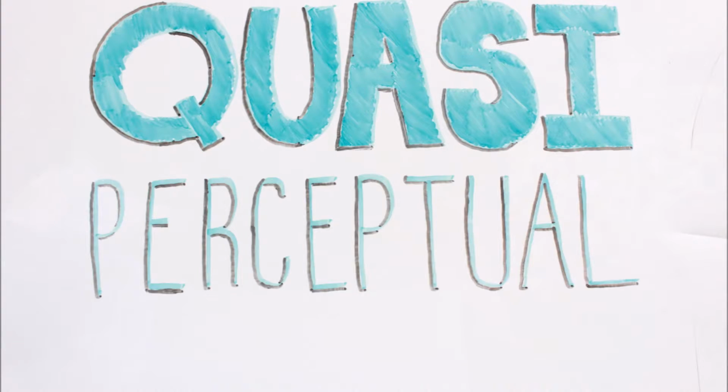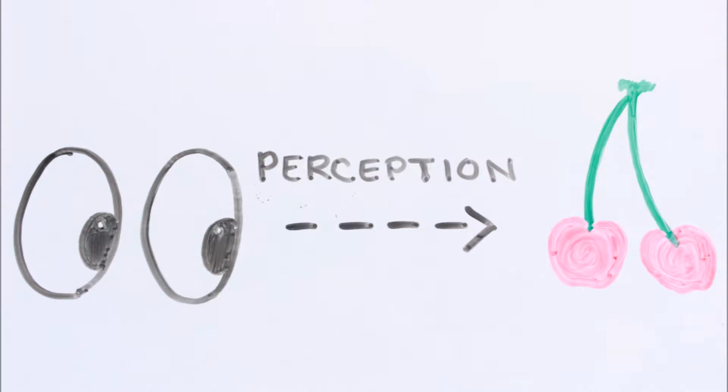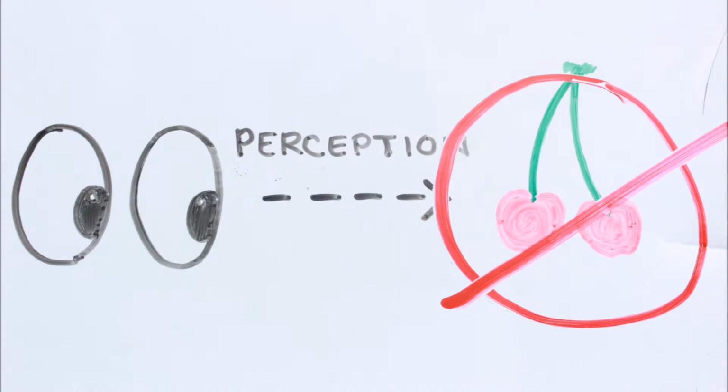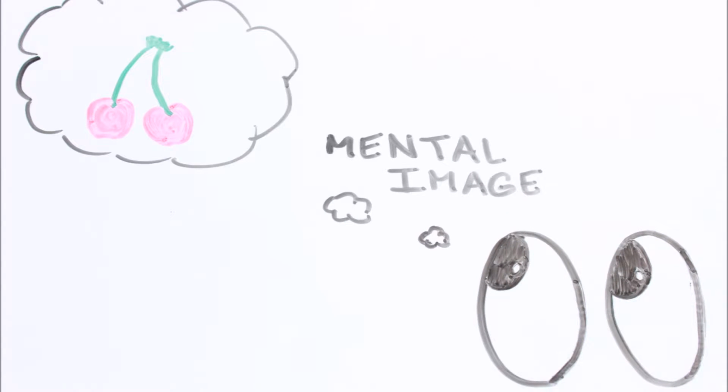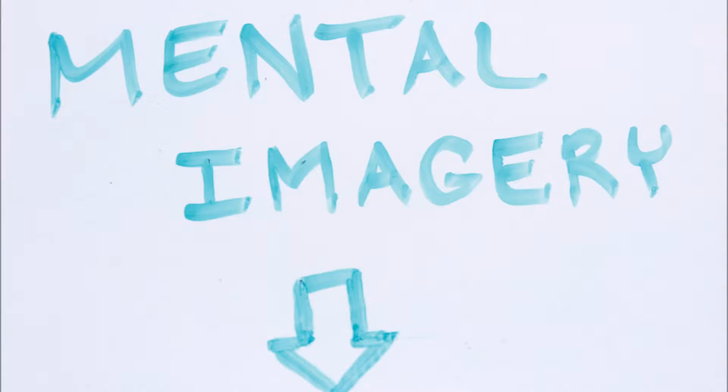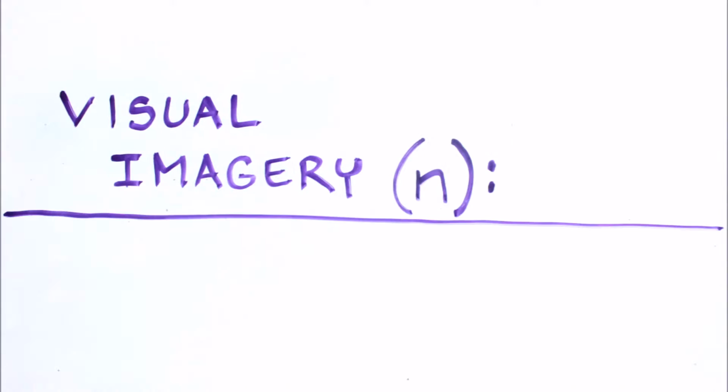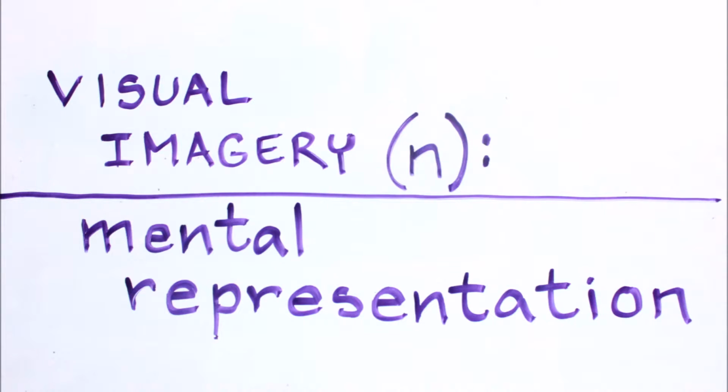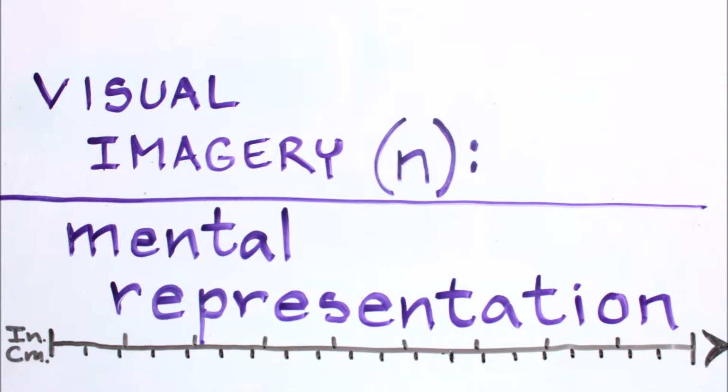Let's break it down. A mental image is a quasi-perceptual experience. This means it's kind of like perceptual experience, but occurs in the absence of the appropriate external stimuli. In other words, anything you could think about that isn't directly in front of you. A form of mental imagery is visual imagery. A visual image is a mental representation of an object or scene that is pictured to scale.